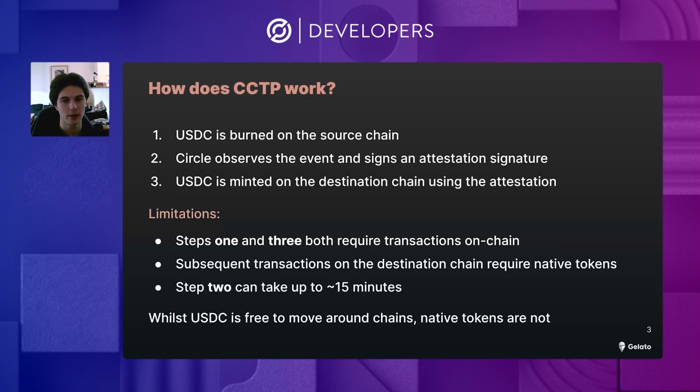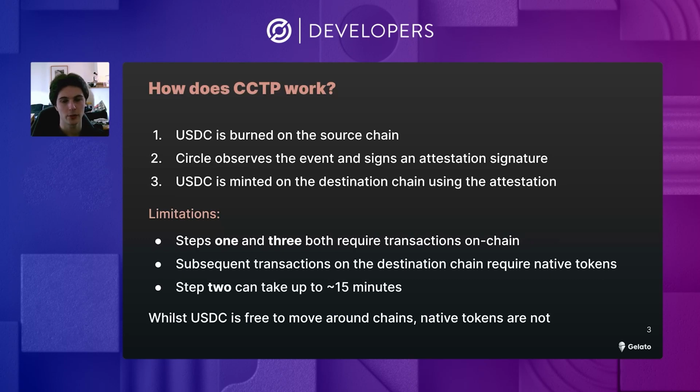And this is really cool, but there are some limitations. For example, steps 1 and 3, so burning USDC on the source chain and minting USDC on the destination chain, both require transactions on each chain respectively, which means the user requires native tokens on both the source and the destination chain. So if an Ethereum native user is migrating to Avalanche, they would have to acquire AVAX in advance in order to execute the second transaction, which mints the USDC. And this introduces quite a bit of friction for the user.